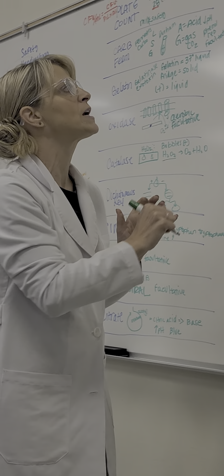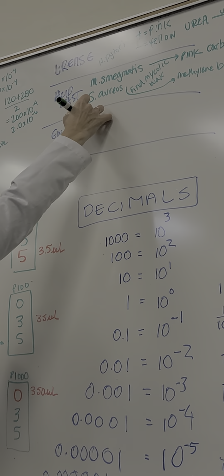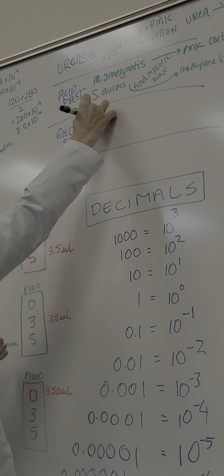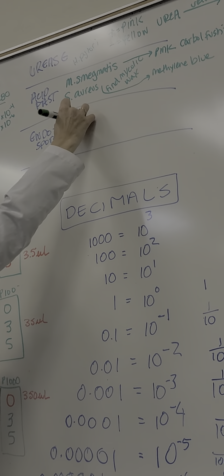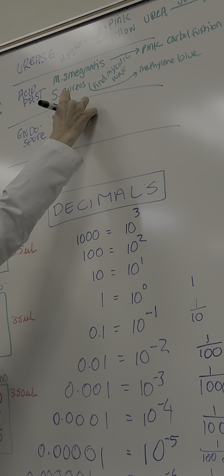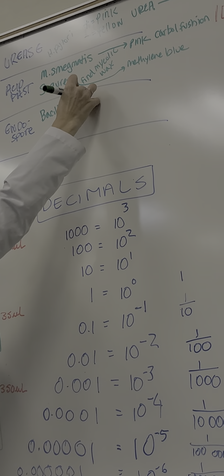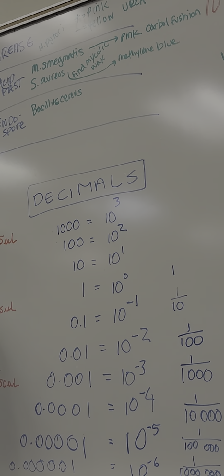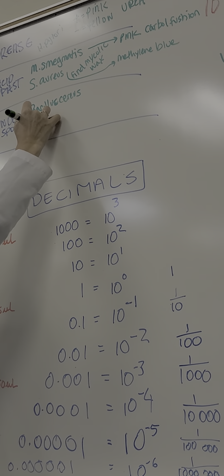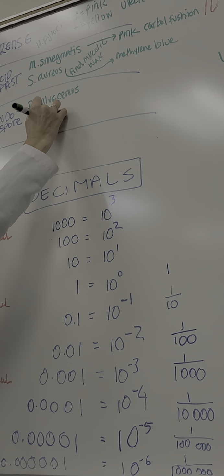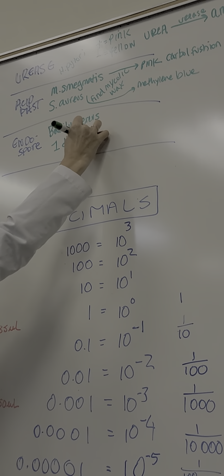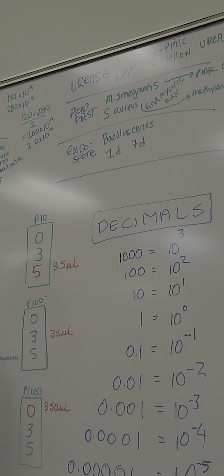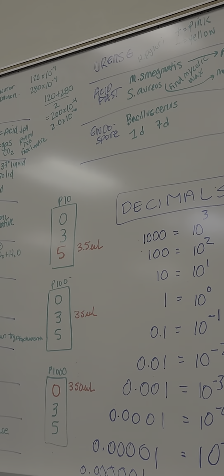Okay, endospore stain, last one. What were our organisms? Bacillus cereus. And what? Trick question. Yes, Bacillus cereus, yes, good. 1 day and what? 7 days. 7 day. So what is the point of having a 1 day and a 7 day? What are we looking for?